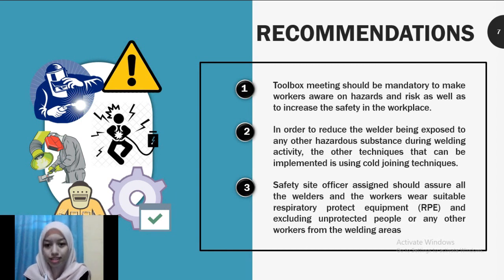The assigned site safety officer should assure that all the welders and workers wear suitable respiratory protective equipment or RPE, and exclude unprotected people or any other workers from the welding areas.